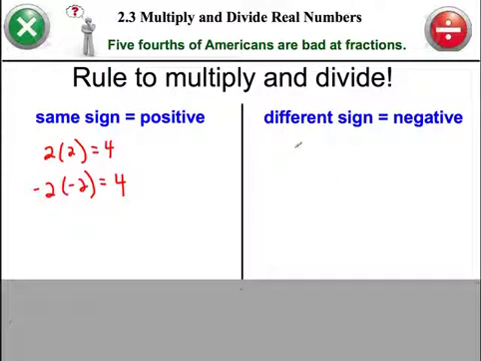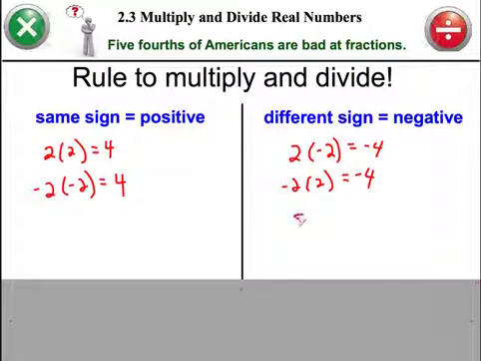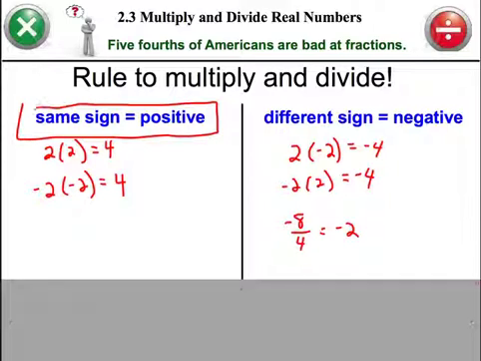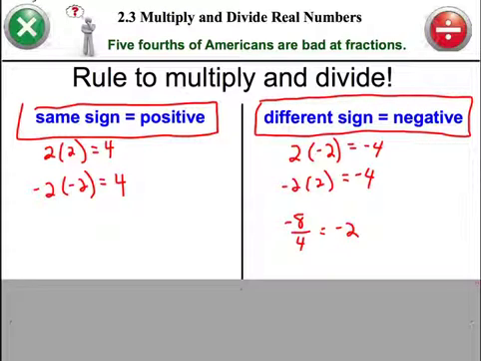Different sign, what if you have 2 times -2? That is -4. Or what if you have -2 times 2? The signs are different, one positive, one negative, so you get a negative answer. Same is true for division. If you take 8 divided by -4, what is it? It's -2. So remember, same signs give a positive, different signs give a negative. Fantastic, we're going to use that the whole time.